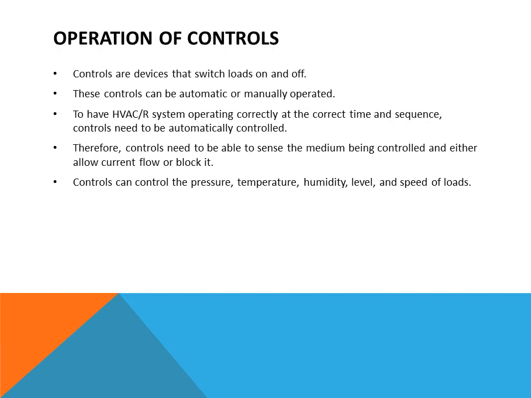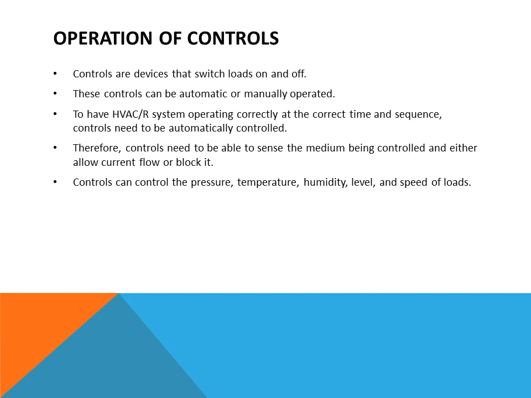Other types of things you may find are what we call operation or operator type controls. Controls are devices that switch loads, which could be a motor or a heater or a light bulb, on and off. As a matter of fact, a light switch on the wall is a control. It will be controlled by a person to physically turn the switch on and turn it off.